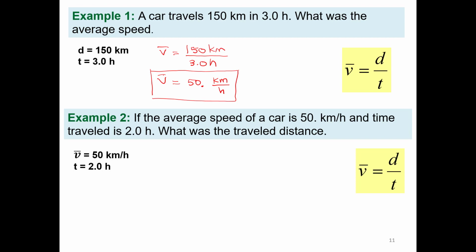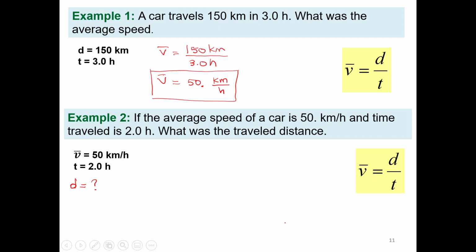In the second case, we know the average speed of the car is 50 kilometers per hour, and the time traveled is 2 hours. And we want to know what was the distance traveled. We need to find the distance. In this case, because we have units of time involved in both quantities, the first thing we want to check is if the units are consistent. We have kilometers per hour and we have hours here, then we can see the units are consistent, so we don't have a problem with that.